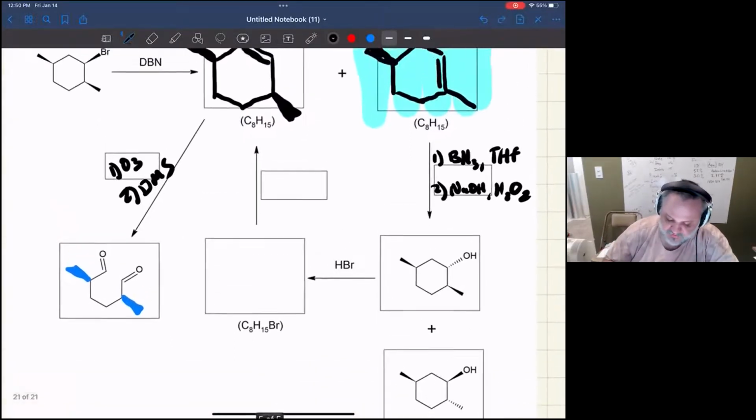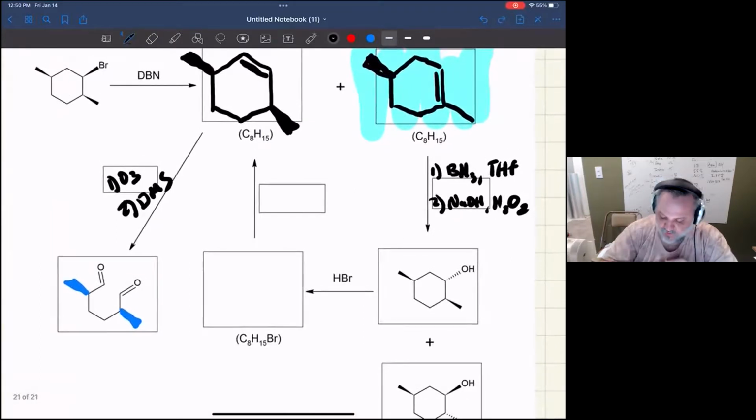Okay, so now that I've done that, I can think about what's going on with HBr. What does that do? Well, what am I going to use as a hint? I got a hint here. The only thing I'm doing is adding a bromine to it. So how do I do that?